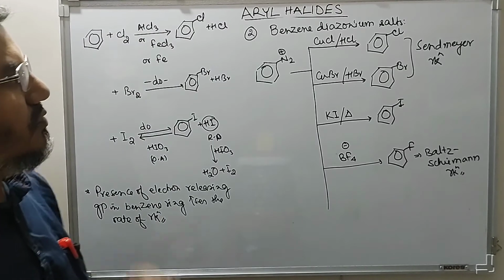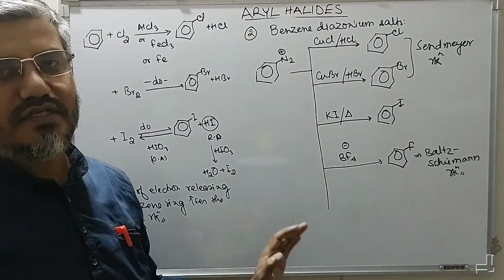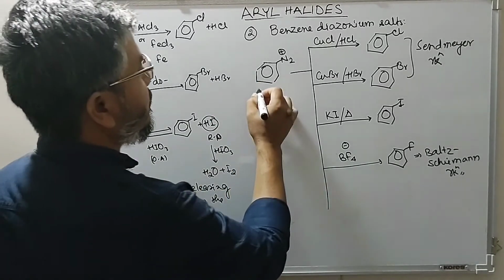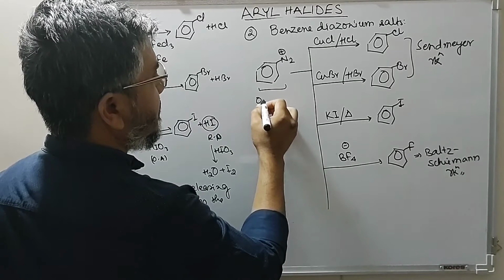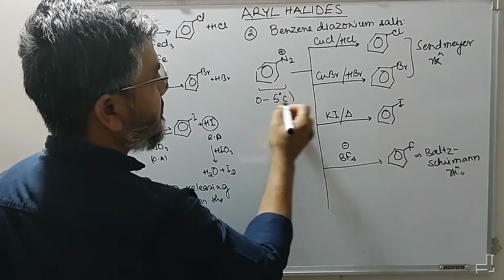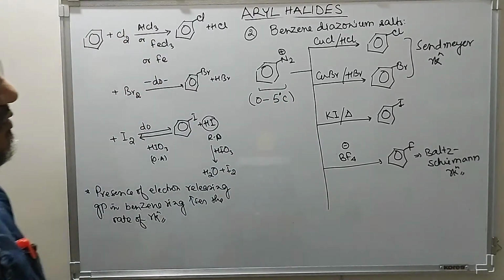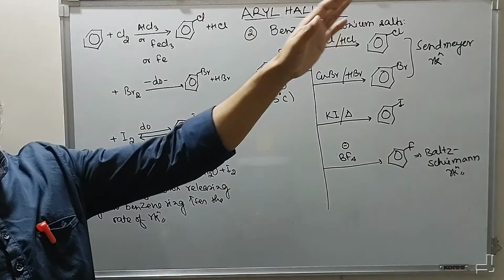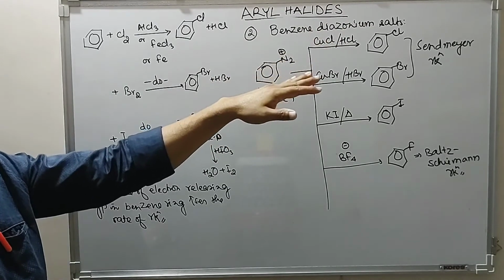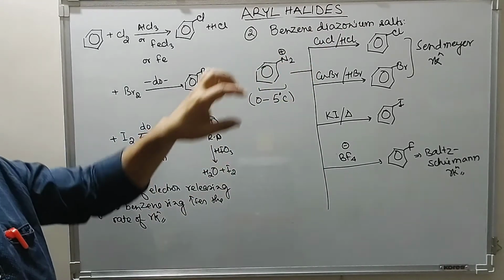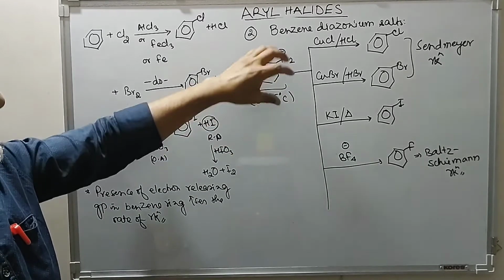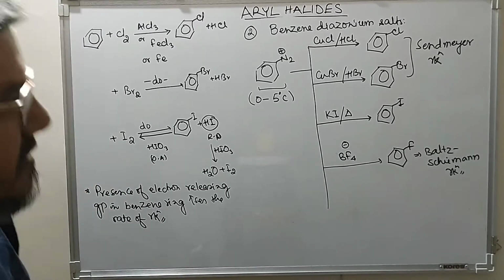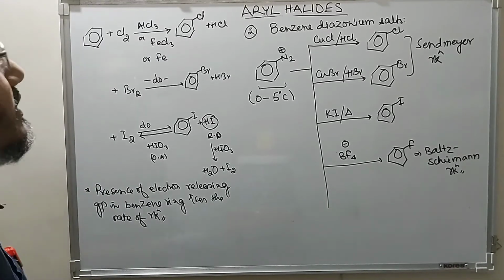So all halogen substituted benzenes can be easily prepared from benzene diazonium salt. This benzene diazonium salt is stable between 0 to 5 degrees centigrade, so at low temperature. But if temperature is above this, nitrogen gas immediately is removed from the system and diazonium salt does not exist. So for this diazonium salt to be stable, temperature should be low. So these are the methods from which we can prepare aryl halides.